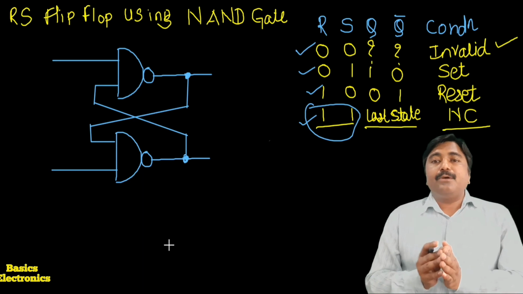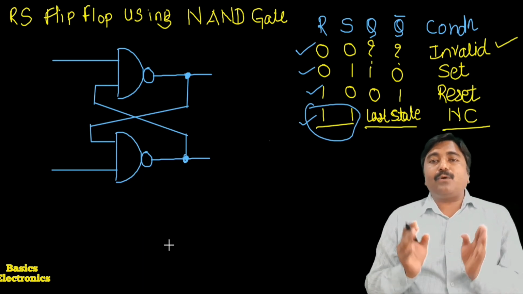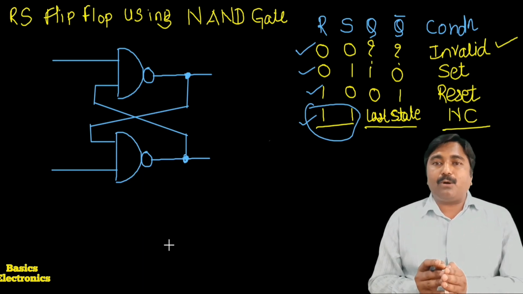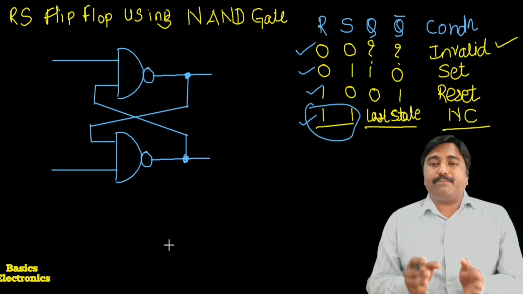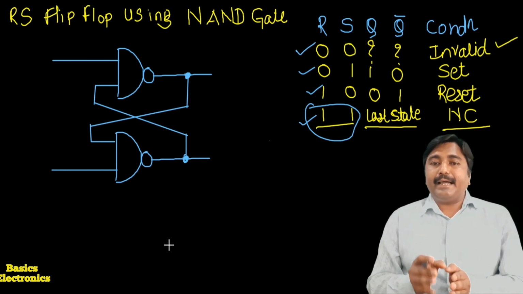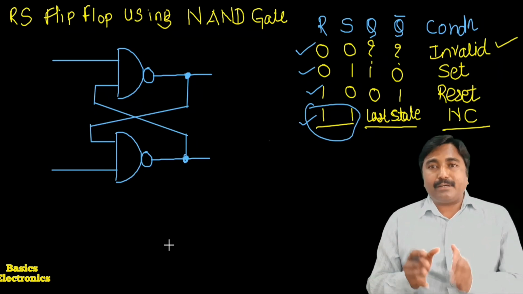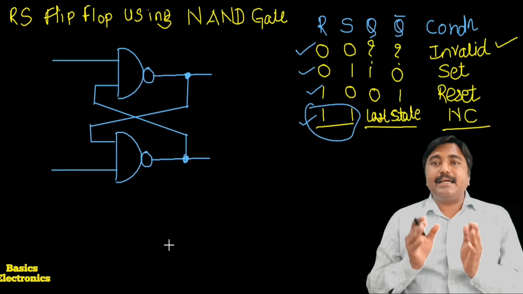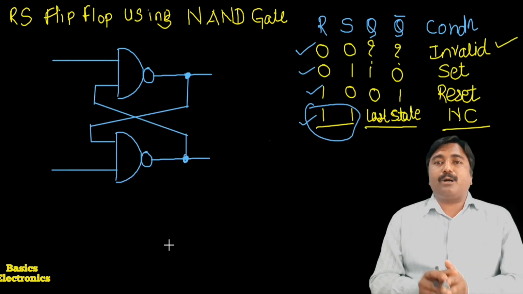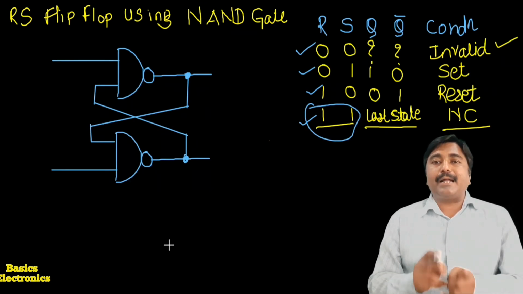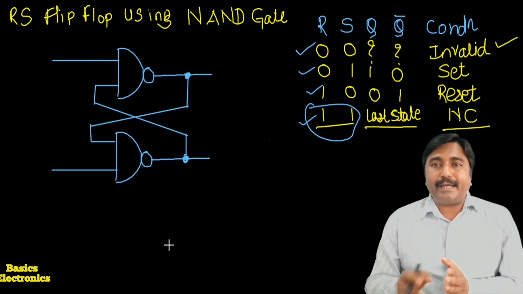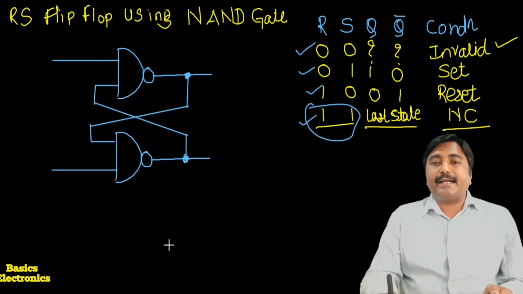Okay, so if we require a common truth table, a unique truth table for both of the flip-flops, then we require a change in the NAND gate flip-flop. So we draw the diagram for the NAND gate flip-flop with the change, meaning we apply inverters at the input side. Therefore, that flip-flop is also called the S bar R bar flip-flop or the R bar S bar flip-flop. Okay, so let's see the logic diagram of that flip-flop.